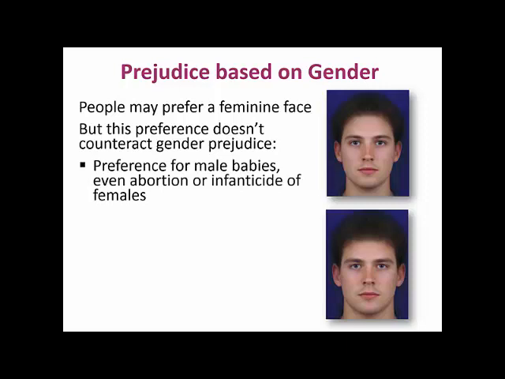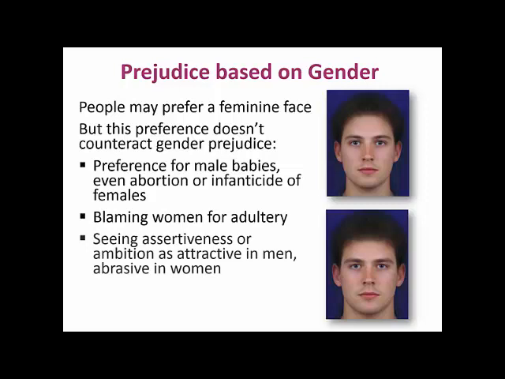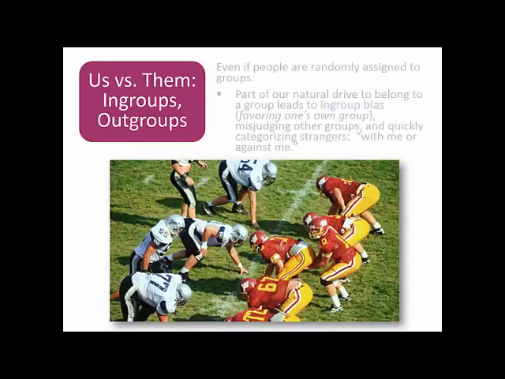For example, there's a preference for male babies. In some countries, there's even abortion or infanticide of females. In some countries, women are blamed for adultery. And in our country, we do view men and women differently in terms of their behavior. So being assertive in a man is seen as ambitious and attractive, but can be seen as abrasive in women.